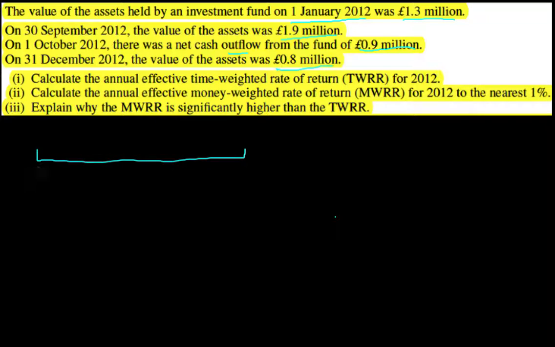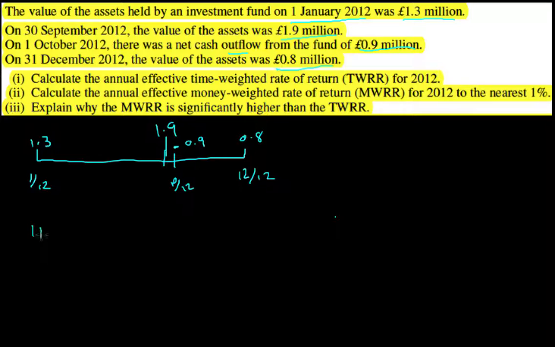So let's have a look. Here's the start of the year, this is January 12, this is December 12, and somewhere about here it's October 12. In January we had 1.3, in October, just before we took out 0.9, it ended up being 1.9, and then at the end we have 0.8.